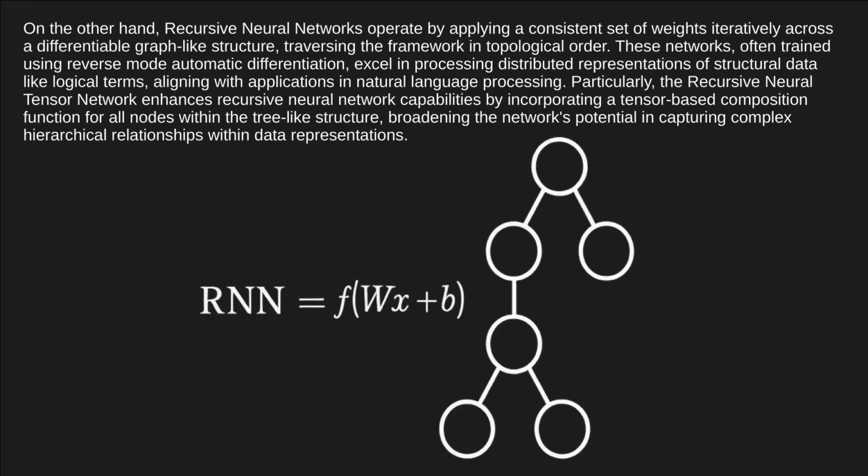On the other hand, recursive neural networks operate by applying a consistent set of weights iteratively across a differentiable graph-like structure, traversing the framework in topological order. These networks, often trained using reverse-mode automatic differentiation, excel in processing distributed representations of structural data like logical terms, aligning with applications in natural language processing. Particularly, the recursive neural tensor network enhances recursive neural network capabilities by incorporating a tensor-based composition function for all nodes within the tree-like structure, broadening the network's potential in capturing complex hierarchical relationships within data representations.